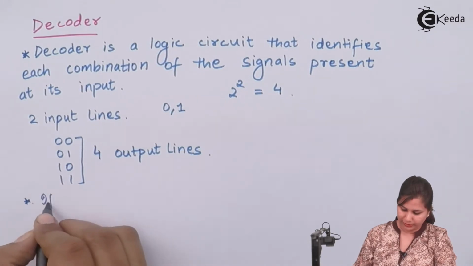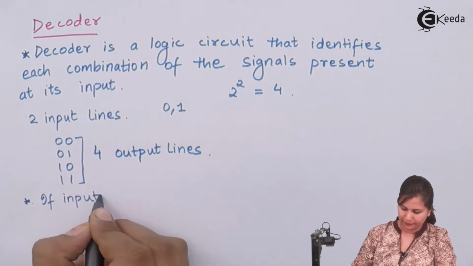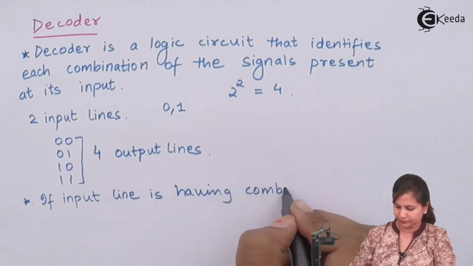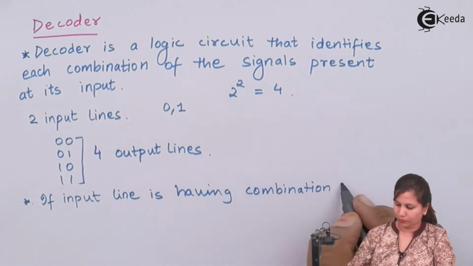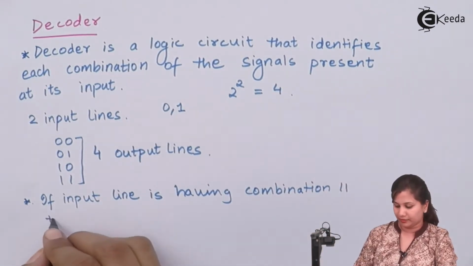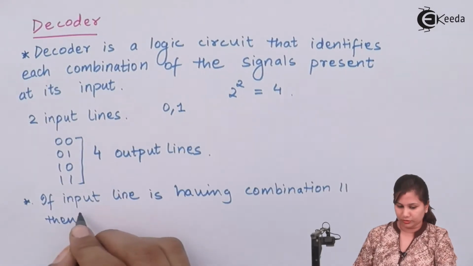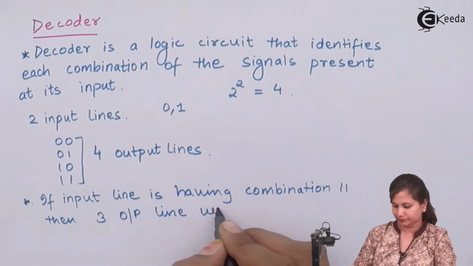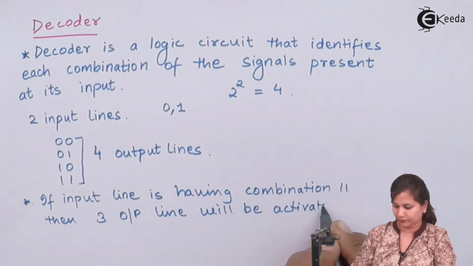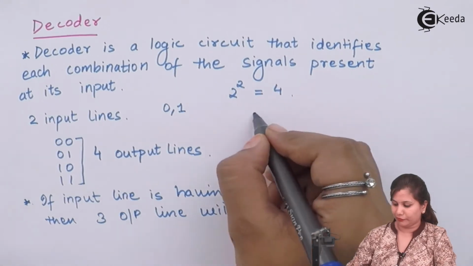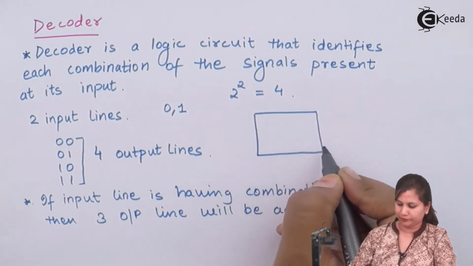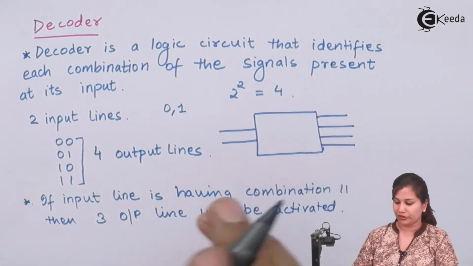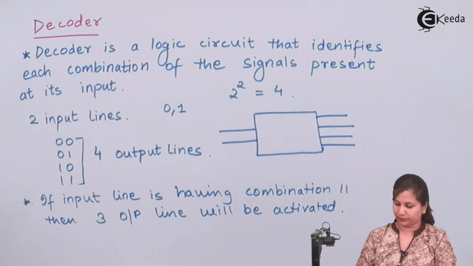So if the input is one, then the third output line will be activated. If we draw the diagram for it, these are the two input lines and we have 4 output lines. So it will be a 2 to 4 decoder.